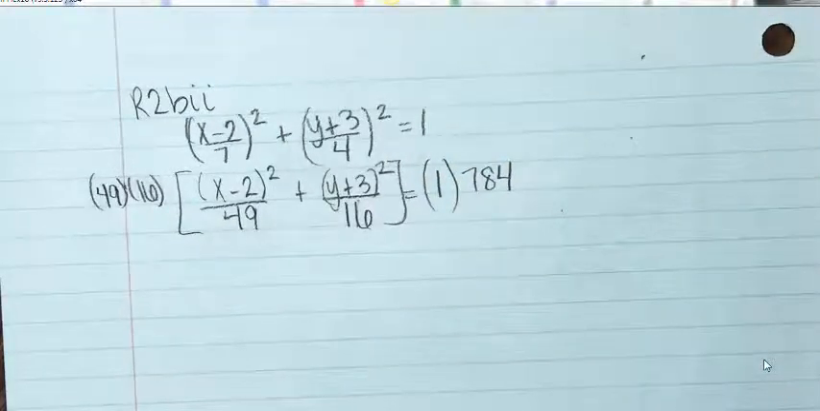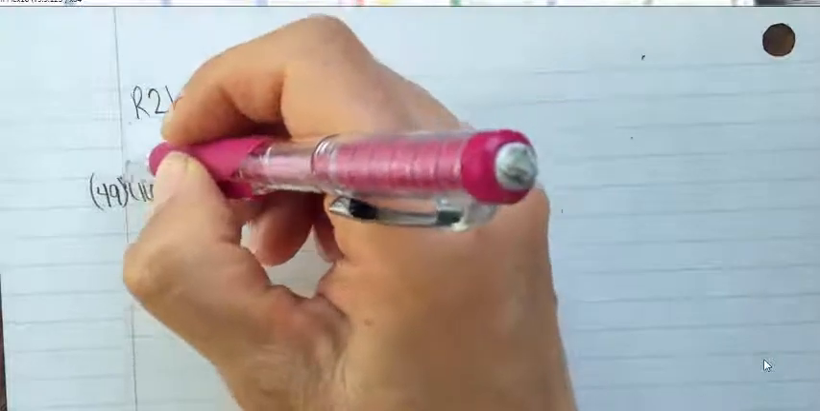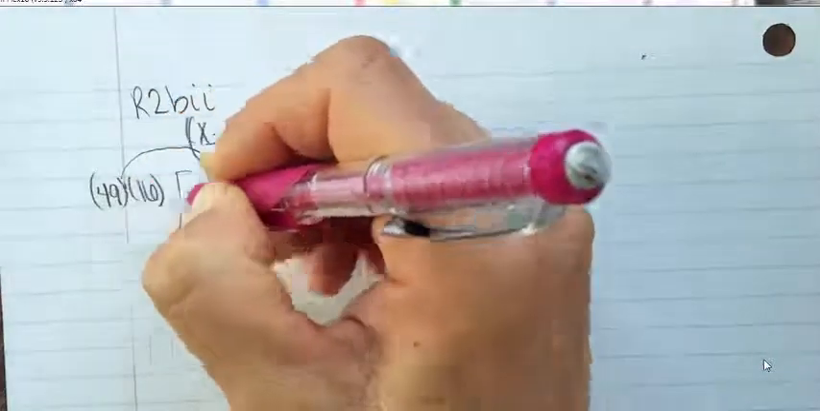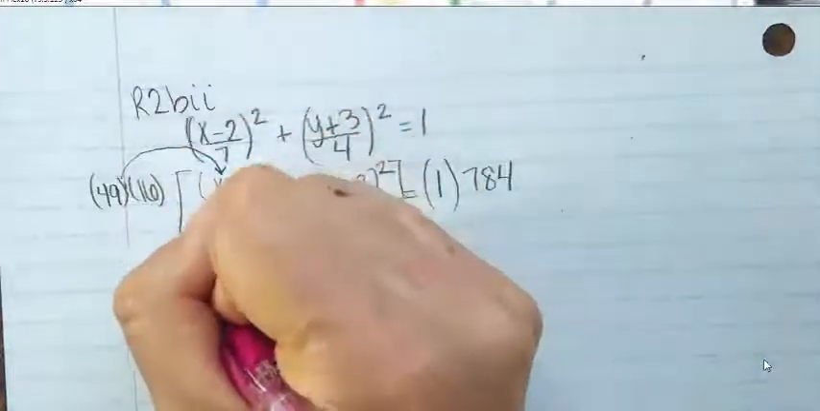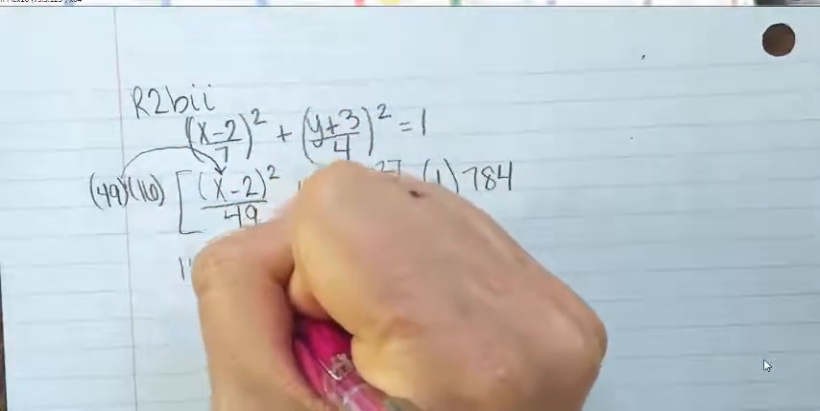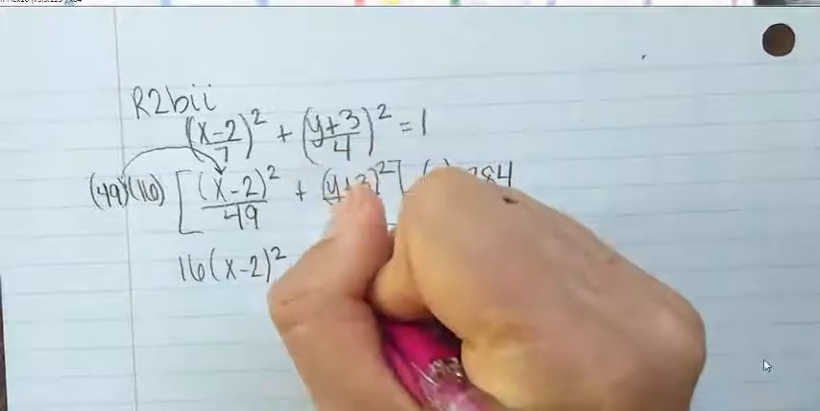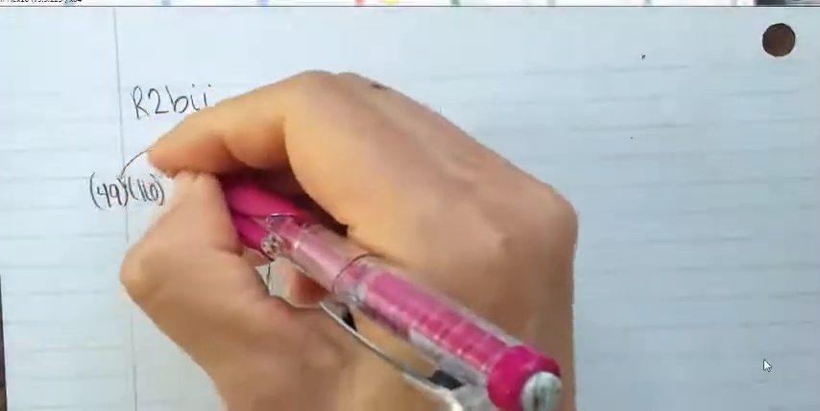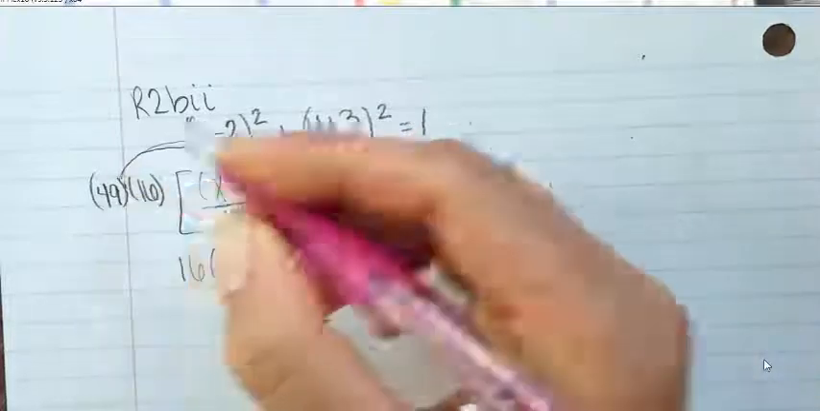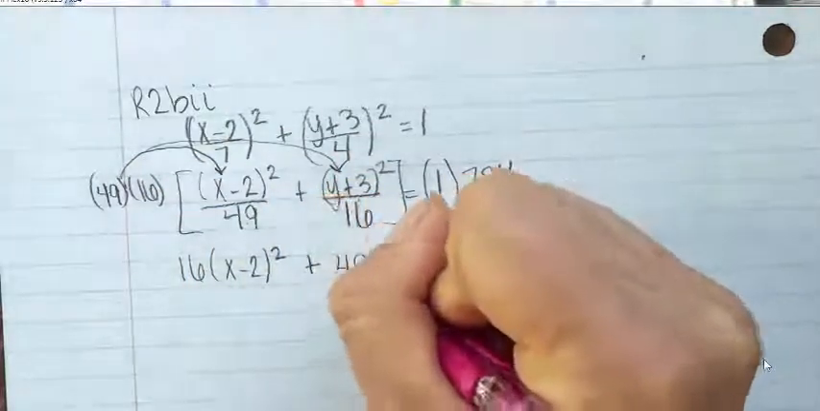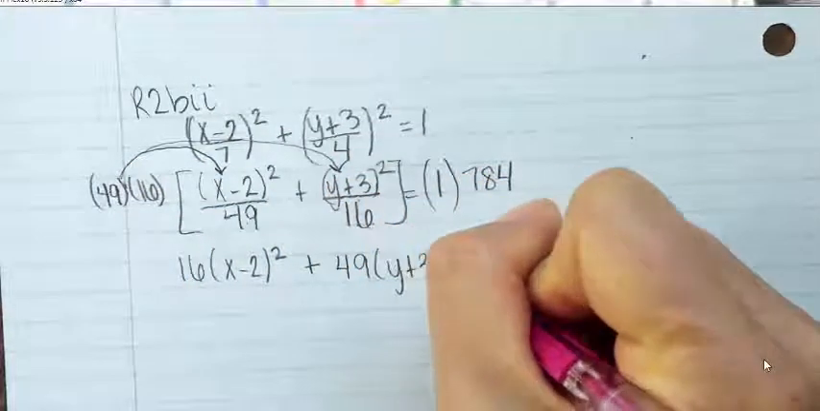Now, why did I write it like this? Well, because when I distribute this product over here, the 49s are going to reduce, and I'm just going to be left with 16. So I've got 16 times x minus 2 squared. And then when I distribute this over here, the 16s are now going to reduce, and I'm going to be left with 49. So it's 49 times y plus 3 squared.